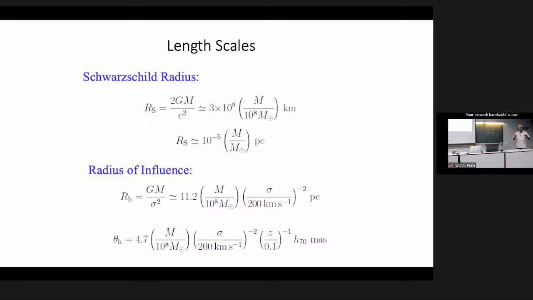If the gravity is much smaller than the kinetic energy, the stars will not be influenced so much. But when I decrease RH, gravity becomes even more powerful. And this is theta H. Theta H is simply RH upon the distance, the angular size, because the influence of gravity becomes larger here. Similarly, you can have something called a tidal disruption. You see that if a star is coming close to a compact object, I have a compact object here and a star coming close to it.